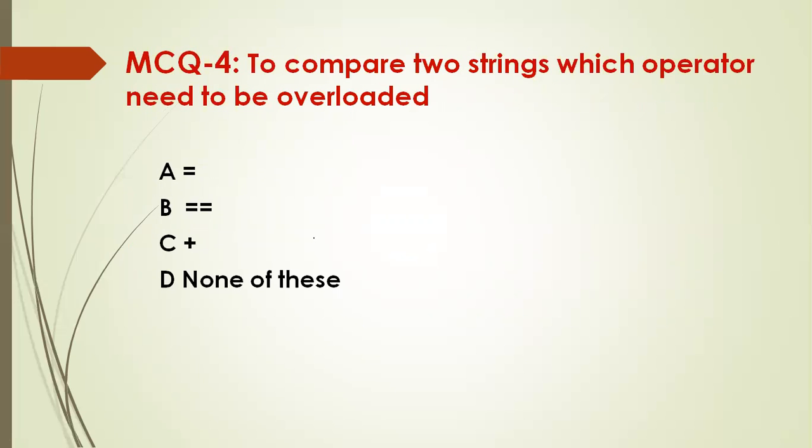To compare 2 strings, which operator is to be overloaded? How can you compare 2 integers? If A double equals B, the same operator you can use to compare 2 strings also, because in the C++ operator overloading concept, it never differentiates between basic data types and user defined data types. The operator is double equals. Whereas to concatenate 2 strings, to join 2 strings, the operator to be overloaded is plus. So here the correct answer is double equals B.